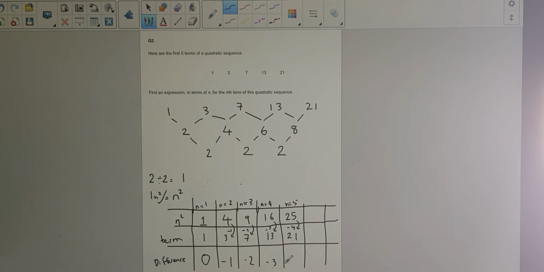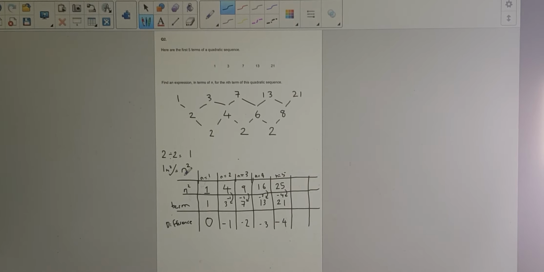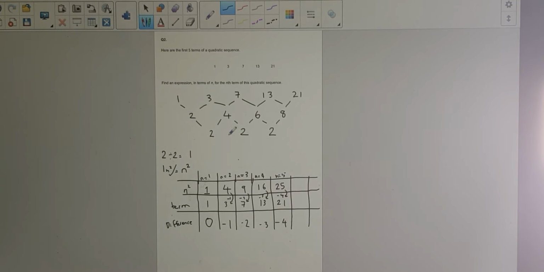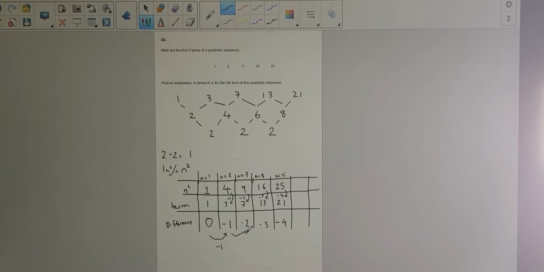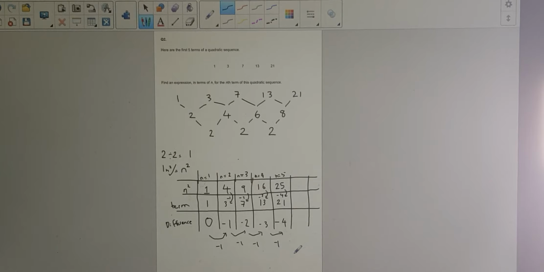Then what we're going to find, typically, sometimes this will just be constant, in which case whatever the same number is, I'll just add on to my n squared. But in this case, it's forming another type of sequence. It's forming an arithmetic sequence. So what's happening in this sequence? Well, I take away 1, take away 1, take away 1. This is an arithmetic sequence because it's going up or down by the same amount.